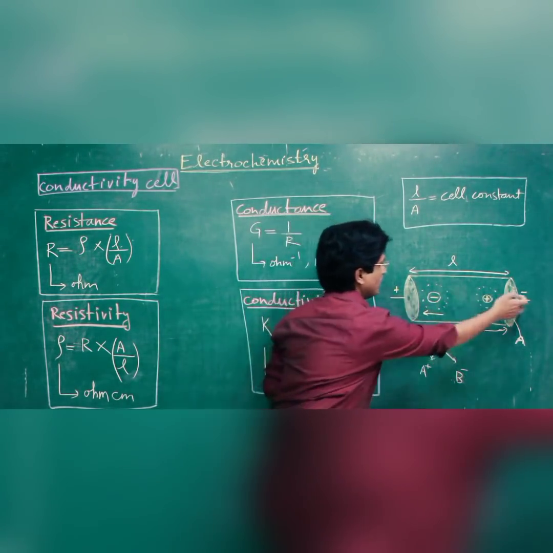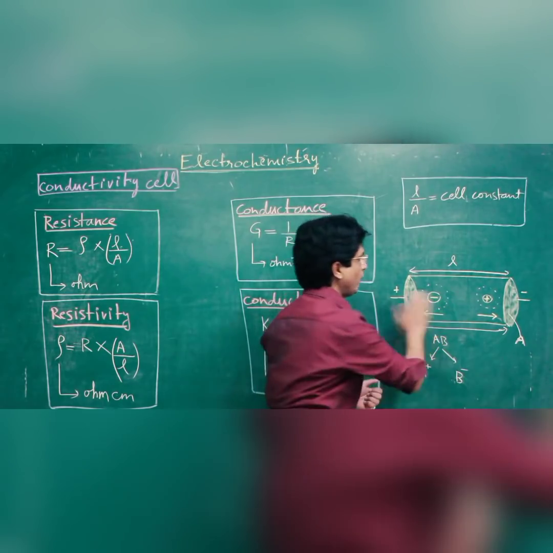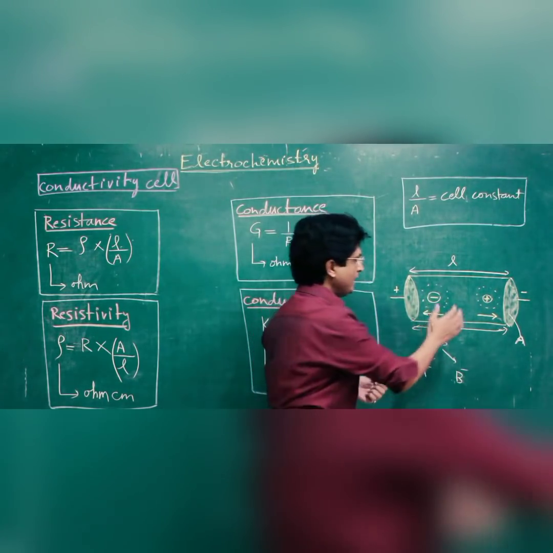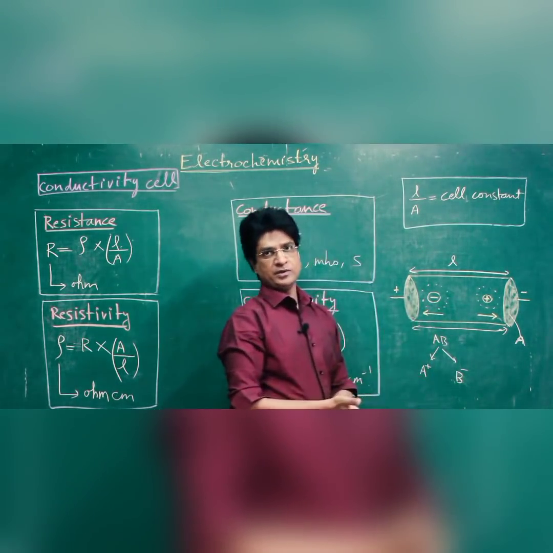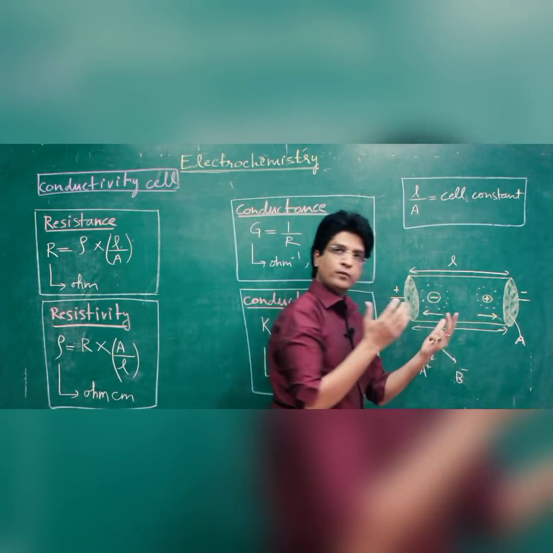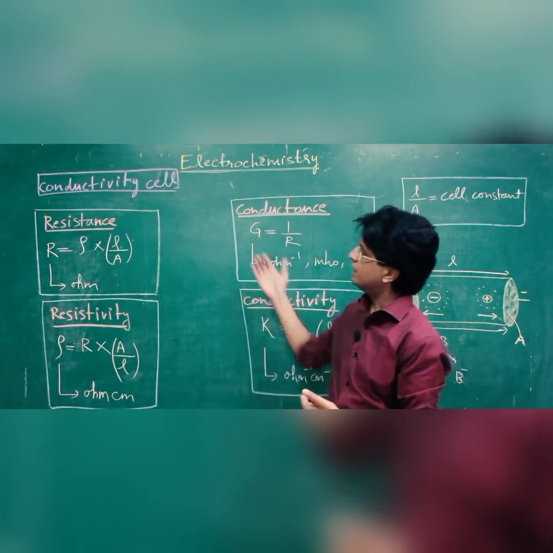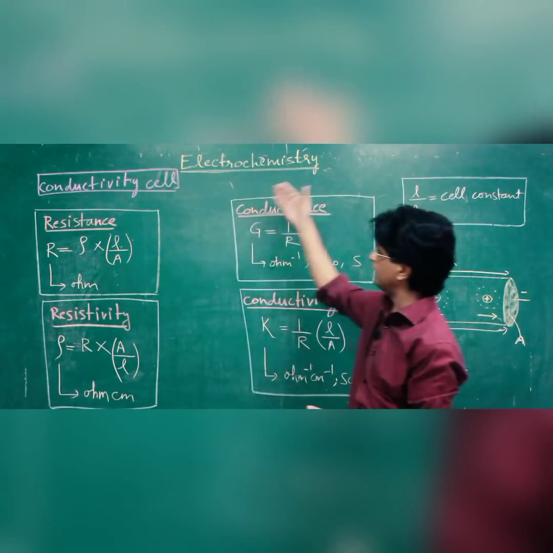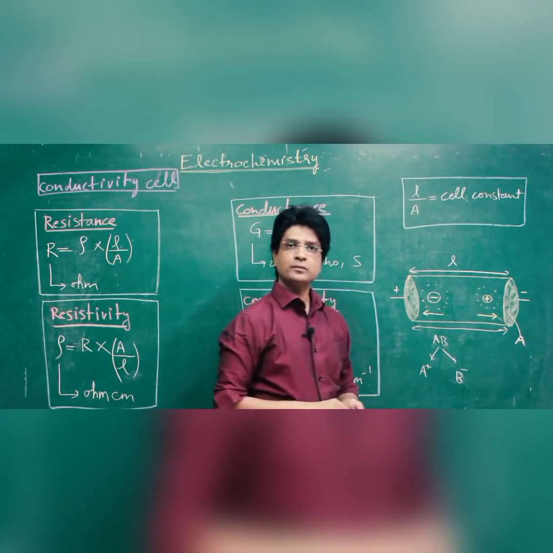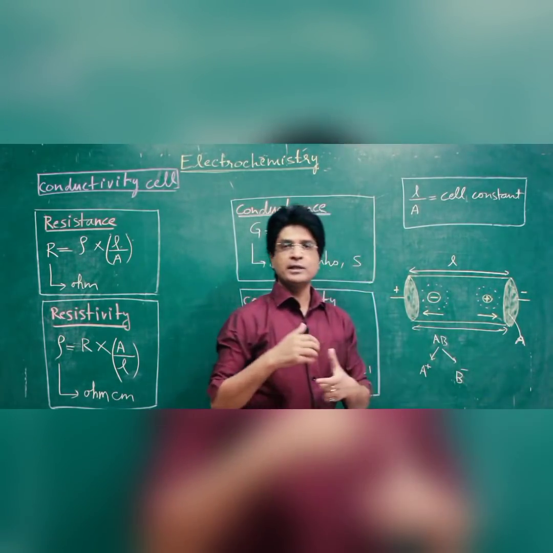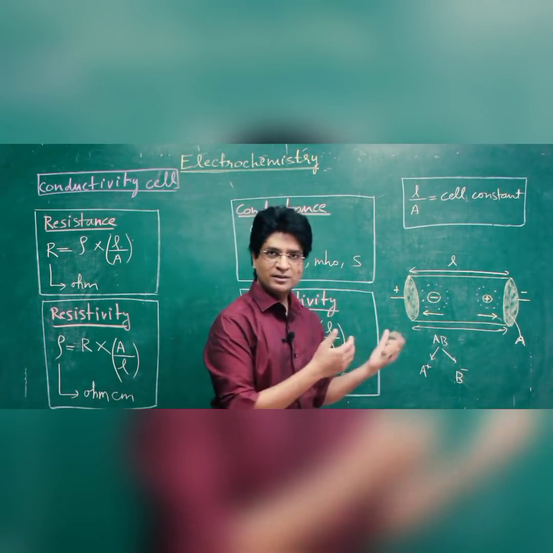Now if I apply voltage across the cell, the ions will start flowing in opposite directions. When they flow, the charge will flow, and that flow of charge is called conductance. When they flow, they will also offer some resistance while crossing each other. So I can calculate the resistance. From resistance I can calculate conductance and conductivity. Now this flow of charge is dependent on various factors. What are those factors? So let's see that.